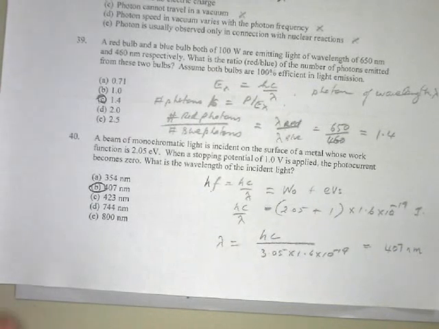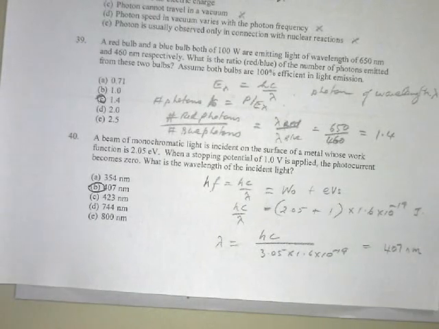In this particular case, it says you have a beam of monochromatic light incident on a metal surface whose work function is 2.05 electron volts. Energy is expressed in electron volts because energy in SI units like joules is vanishingly small, since you're looking at an interaction involving an electron, so the electron volt is the more appropriate energy unit.